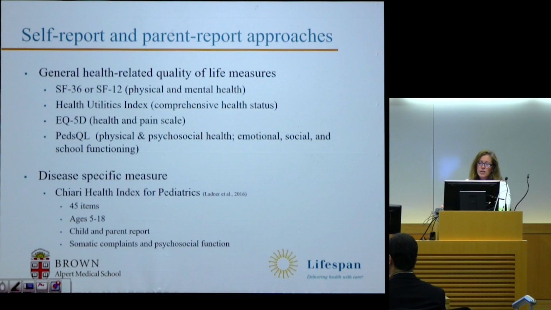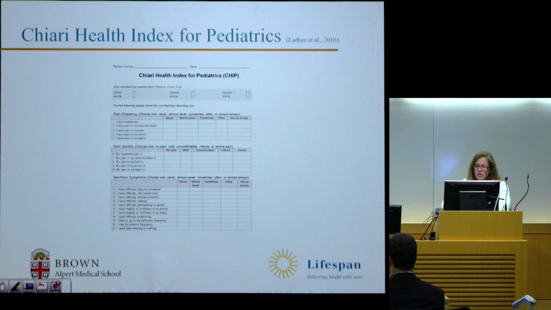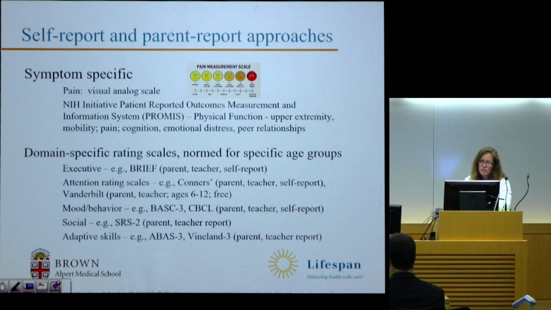In particular, the Chiari Health Index for Pediatrics was recently developed. Again, it has both child and parent report. This is hard to read, but this is an example of it. It goes through pain, frequency and severity, other physical symptoms, as well as other functioning symptoms as well.